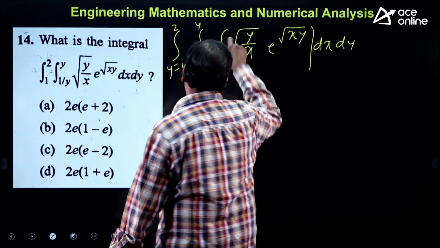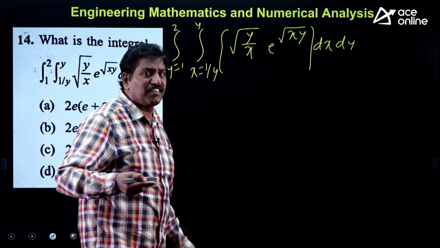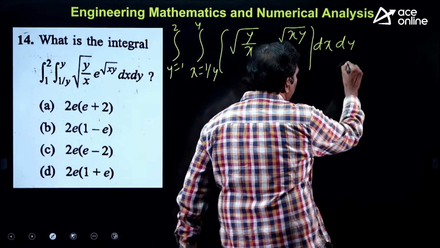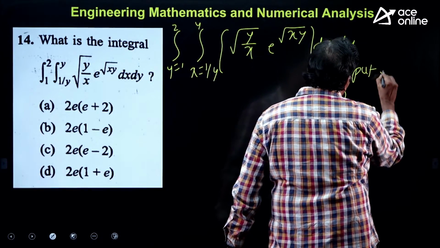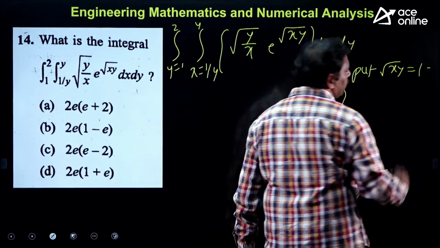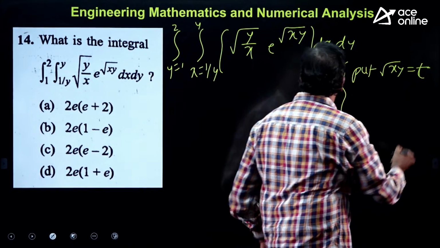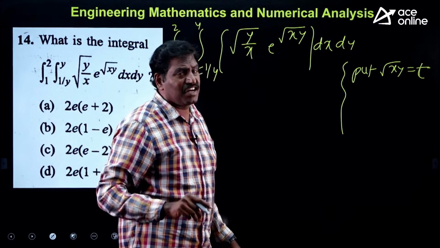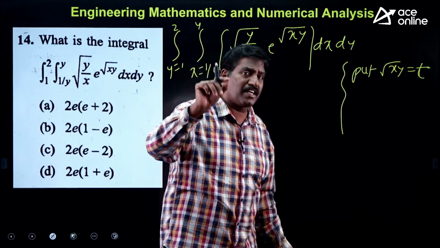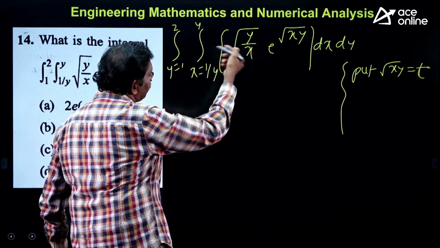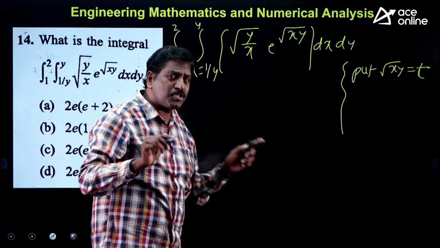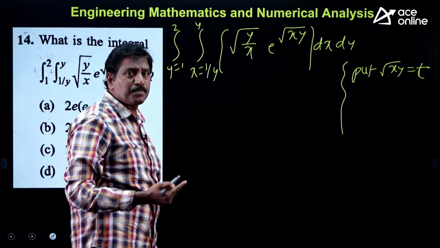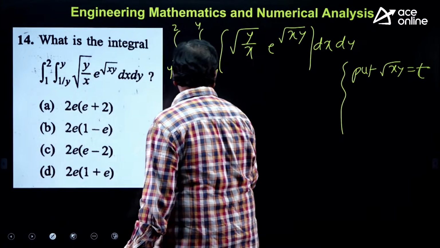Now first I have to integrate with respect to x because x has variable limits, keeping y as constant. One simple substitution: put root xy equal to t. Then you integrate with respect to t, so the complete x limit converts to t limits. After converting x limits to t limits, integrate with respect to t first and then later with respect to y. You will get the final answer like this.